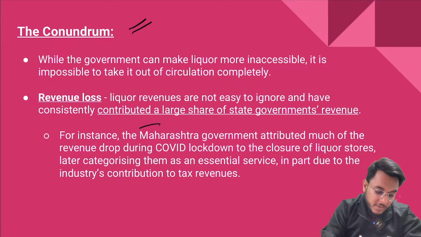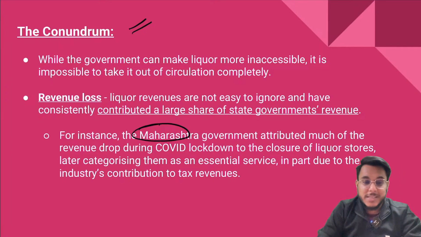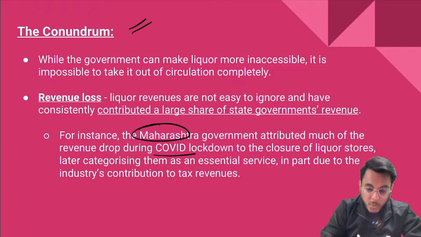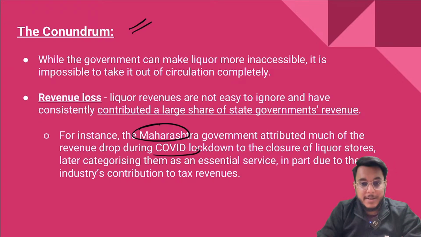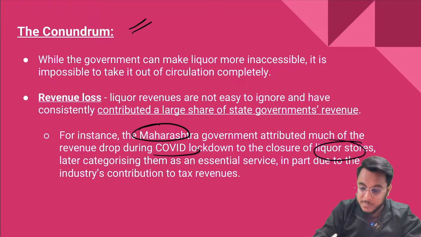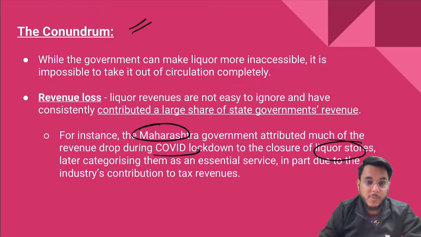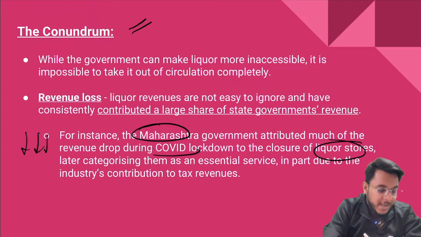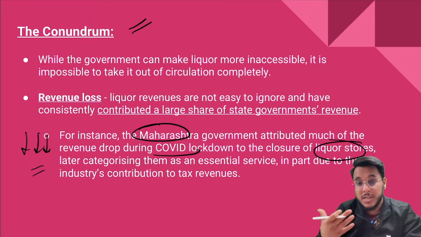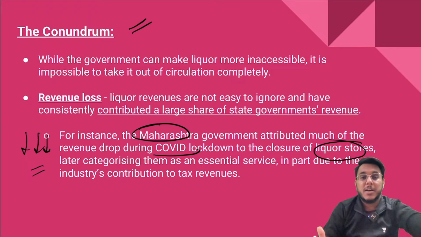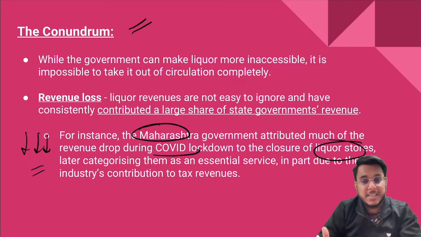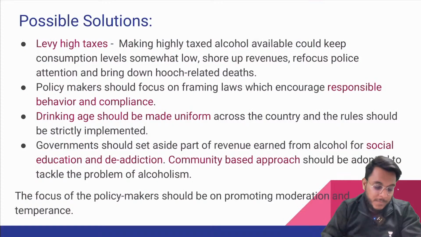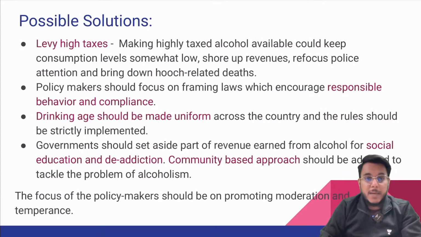The next thing is that we also find that it leads to revenue loss, and particularly we can take the example of the Maharashtra government here. When the COVID lockdown was imposed, the liquor shops were closed, and as liquor shops were closed at that point of time, a lot of revenue decline happened. So it shows how much the state of Maharashtra is dependent on liquor, and this is the situation in almost all states. So therefore, what can be the solutions?